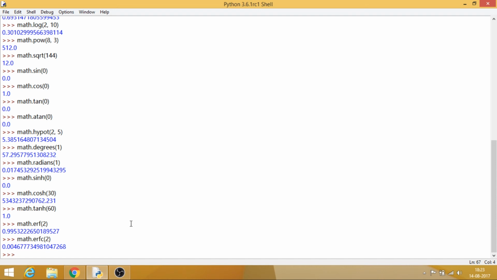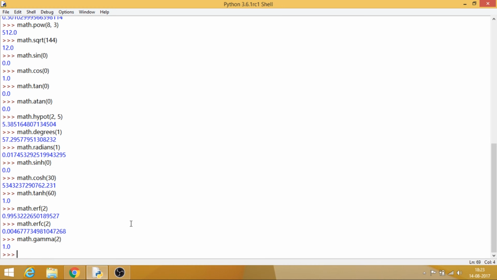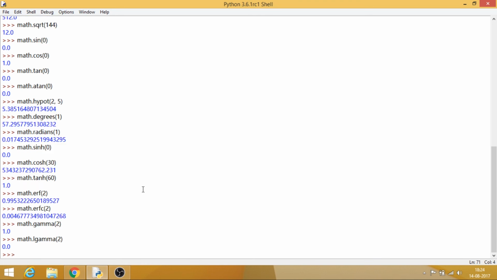And another method that I would like to tell you about is, let me recall it, math.gamma. This is the gamma function. It will take one parameter and return the gamma function. So this is the gamma for 2. In the same manner we have something known as math.lgamma. It will take the value of x and give us the logarithm of the absolute value of the gamma. So let's say 2 and it says 0.